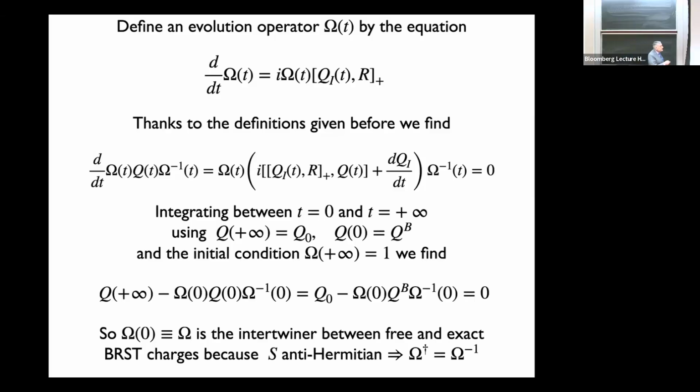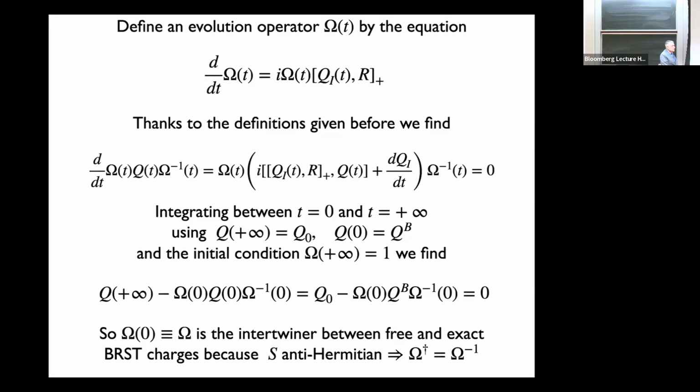Now, if I integrate this equation between 0 and infinity, I have to give an initial condition for my omega and my charges. Well, Q at plus infinity is the free charge. Remember that all the interaction terms had strictly positive S charge, and each term was multiplied by e to the minus nt. So at infinity, this is the free charge. At 0, it's the complete true BRS charge. As initial condition, I can have an initial condition at plus infinity, and then integrate back. So I find that Q at plus infinity equals omega 0, Q omega minus 1, right?